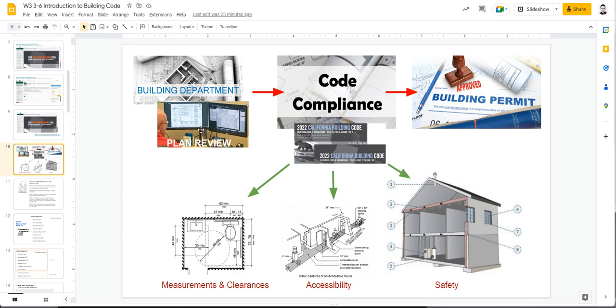because if the plan reviewer finds something, and a lot of things, it would take a very long time before you get a building permit for your building.